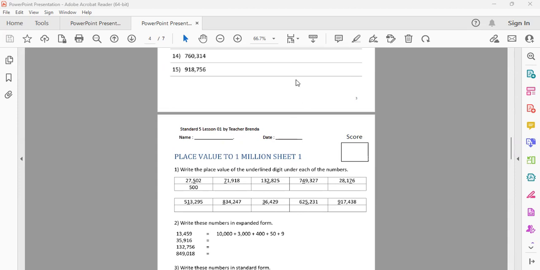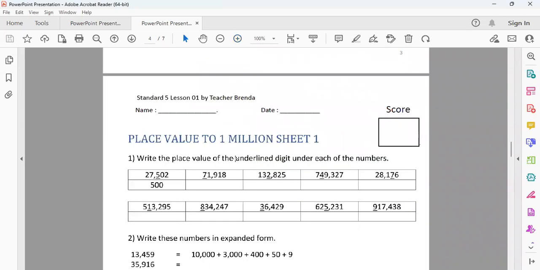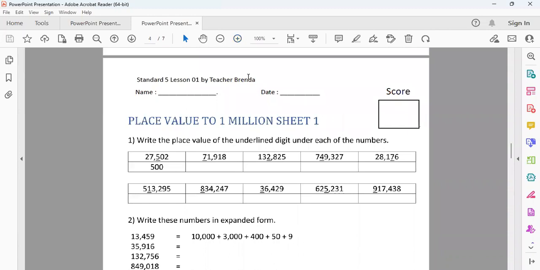Now, in this question, please look at this question very carefully. There is a little mistake. Page 4, place value to 1 million. Now over here, they ask you to write the place value of the underlined digit. However, if you look at this answer, it's actually a digit value. If you write in this way, it's called a digit value.